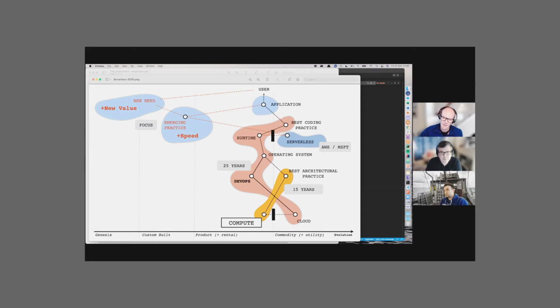So very quickly, he talks about cloud or compute, moving over to cloud. And then there's the dependency there on DevOps, which will start to move to the right. This is good architectural practice. The operating system, and then the runtime. So he's saying there's an inertia point here at the runtime going to serverless, the second inertia point going to cloud. But once that happens over in serverless, that opens up something called emerging practice, which opens up new need or new value for the user. And often the user doesn't really know that they need this until it appears.